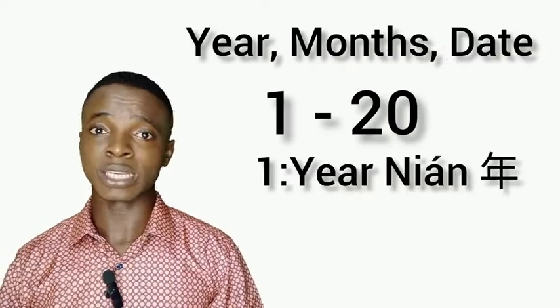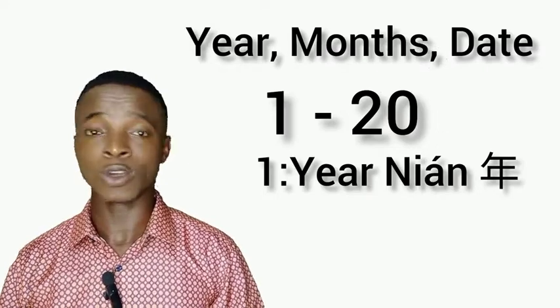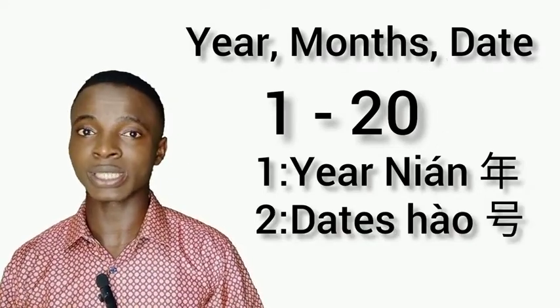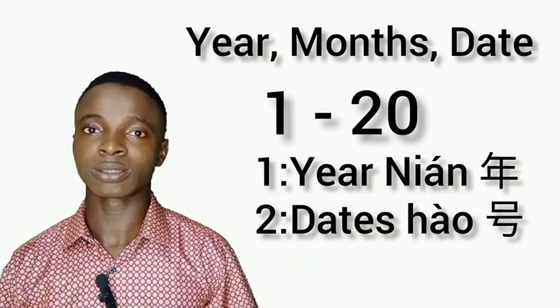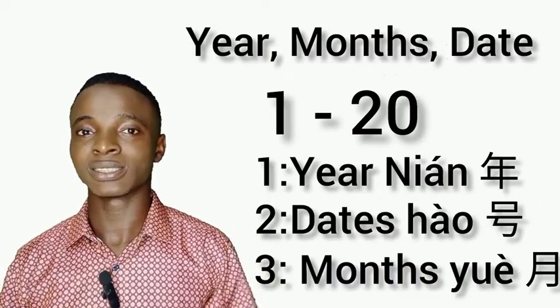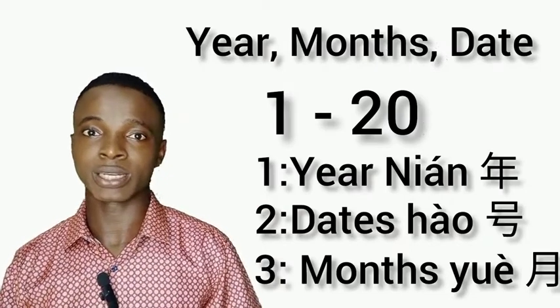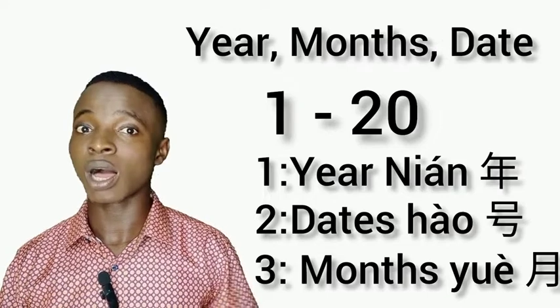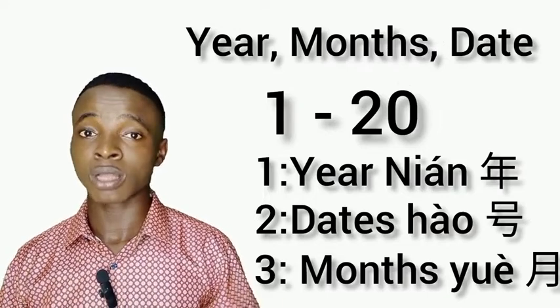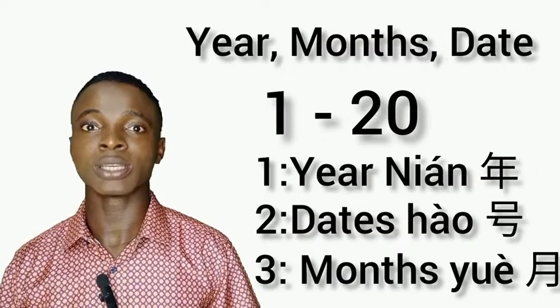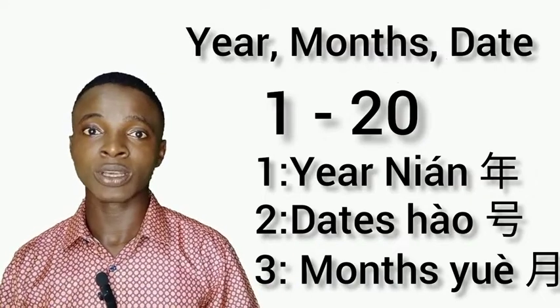Now, to talk about year, month, and date, we need to know these three words in Chinese. Number one, nian, meaning year. Number two, hao, meaning dates. Three, yue, meaning months. Now, we're going to take them one by one.